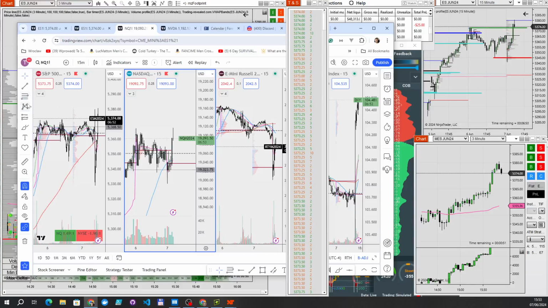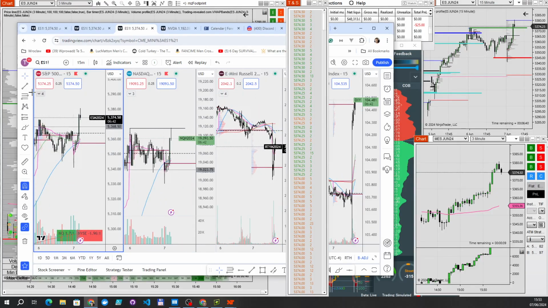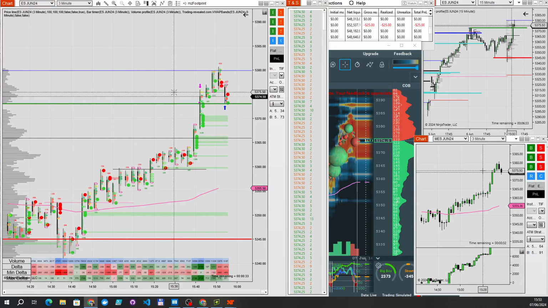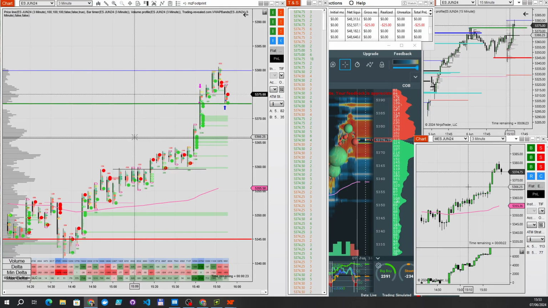Nasdaq did push into yesterday's high. This is RTH. ES has done the same thing. So basically, do I feel comfortable buying this here? No. The answer is no. All-time highs. I don't want to be that idiot who's buying the top of the day.